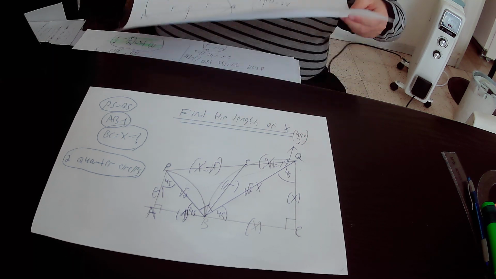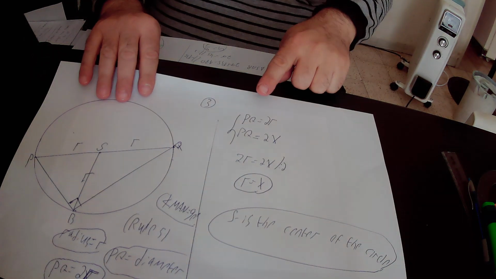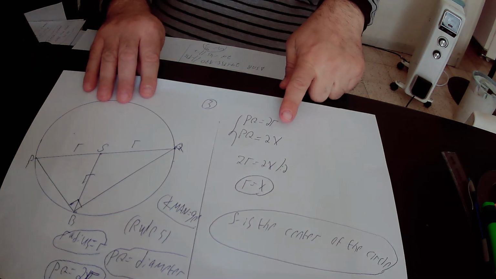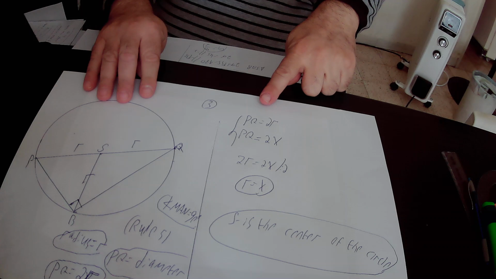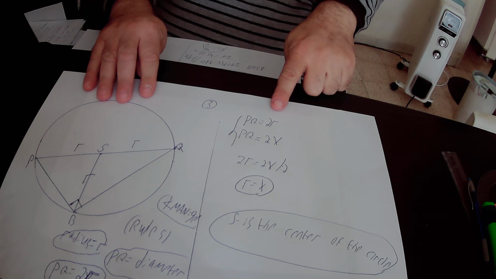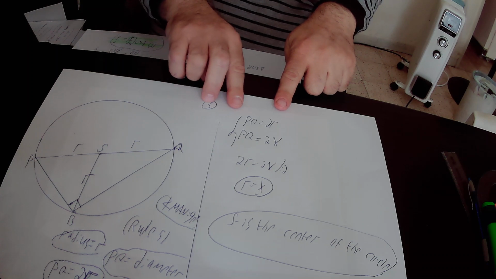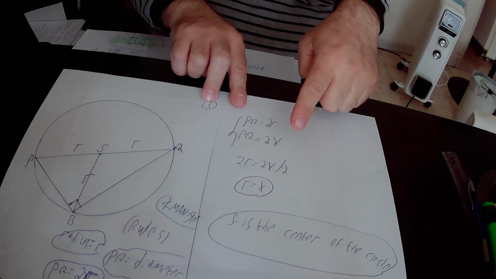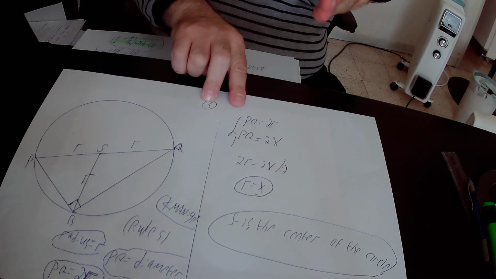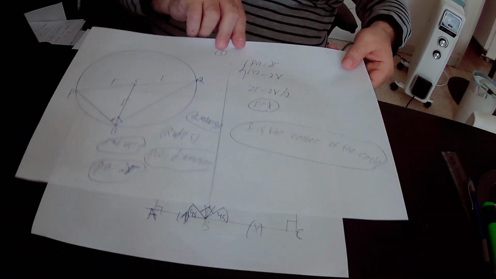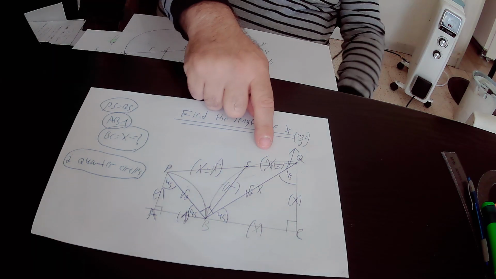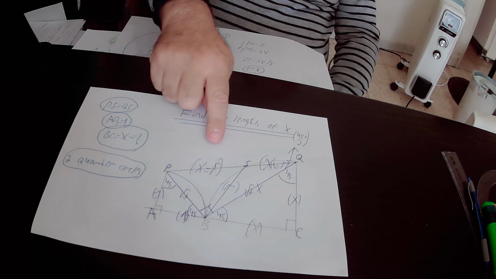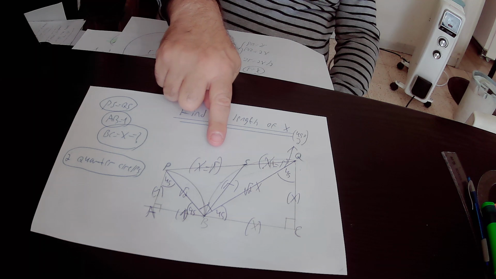So from one side, QP equals 2X, or PQ equals 2X. From the other side, PQ is the diameter of the circle, equal to 2R. From those two equations, we derive that 2R equals 2X. We divided this equation by 2 and finally found out that R equals X. Here PS, that is X, is equal to R.